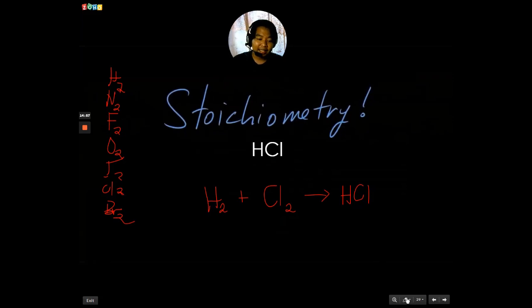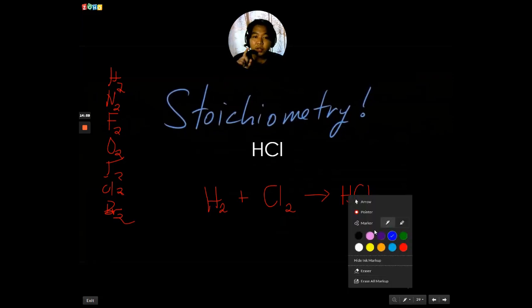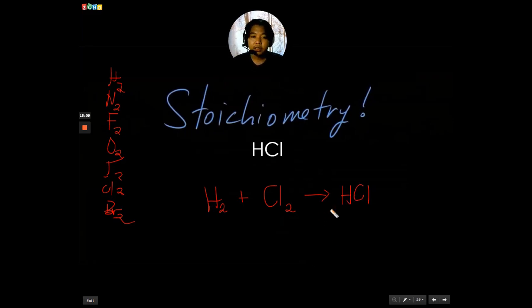So I cannot do that. Take note, it's a big no-no to change the subscript of a reactant or a product. So let's name this one. Whatever comes to the right side of the arrow, that is your product. Wherever the arrow is pointing at, that is your product. No matter how many, as long as the arrow is pointing at it, that's your product. And the opposite side will be your reactant or reactants.